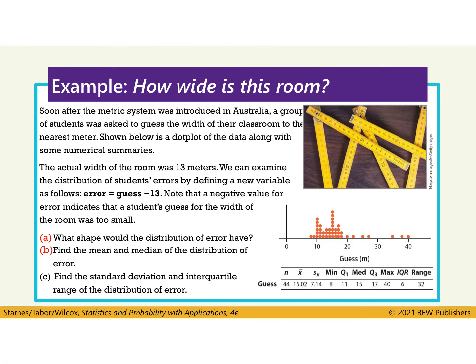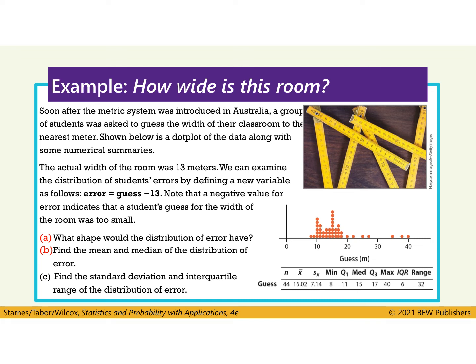Soon after the metric system was introduced in Australia, a group of students were asked to guess the width of their classroom to the nearest meter. Shown below is a dot plot of the data along with some numerical summaries. The actual width of the room was 13 meters, and we can examine the distribution of students' errors by defining a new variable as follows: the error equals the guess minus 13. Note a negative value for the error indicates that the student's guess for the width of the room was too small, and a positive would mean it was too big.